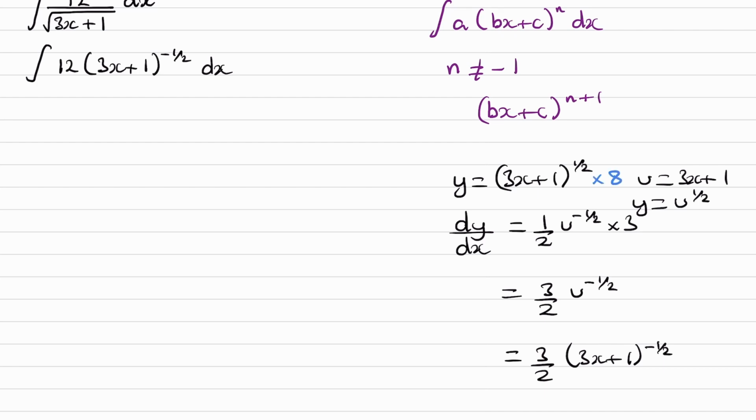Because if we multiply that by 8, that carries through all the way to the end, and then the times 8 will combine with the 3 over 2 to make 12. So 8 is just 12 divided by 3 over 2. This will now differentiate to make exactly this, and therefore the integral of what we have here would be this. So final answer, 8 lots of (3x + 1) to the power of a half plus c.